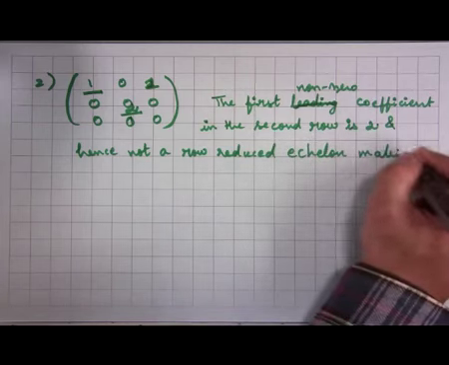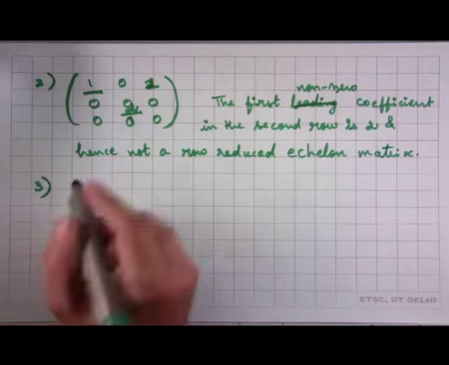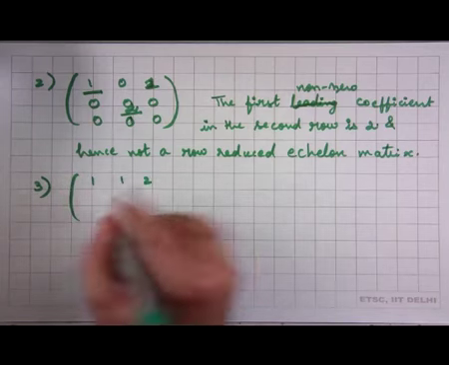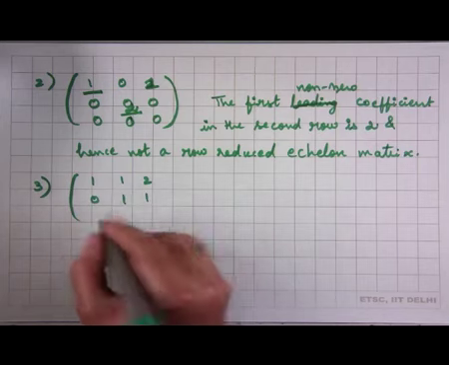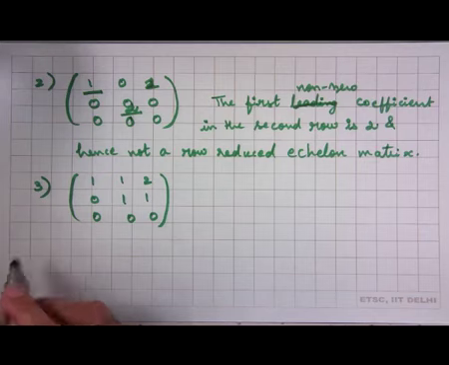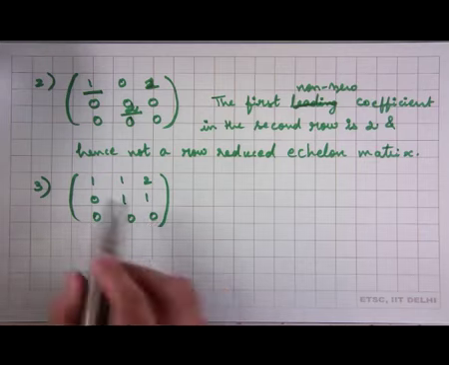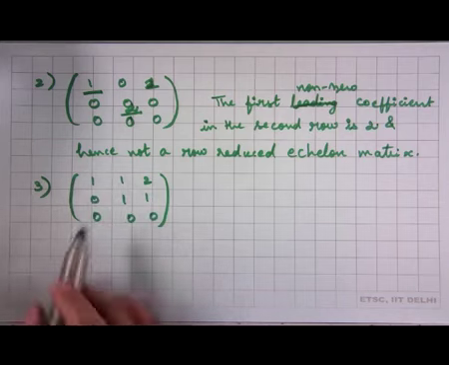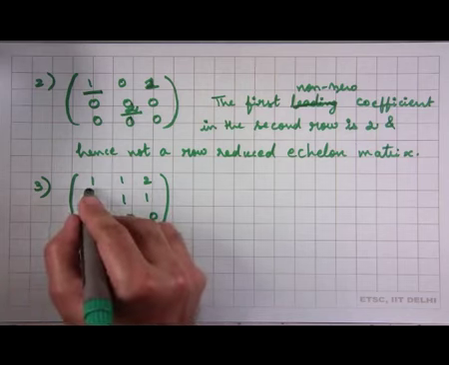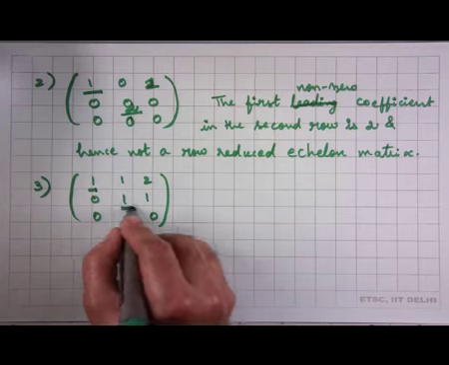echelon matrix. Let us look at another example. Let us look at this one: 1 1 2, 0 1 1, 0 0 0. The 0 row, which is the third one, is below the other two non-zero rows. The first leading coefficient in the first row is the first element, which is 1, and similarly for the second row it is the second element, which is again 1.